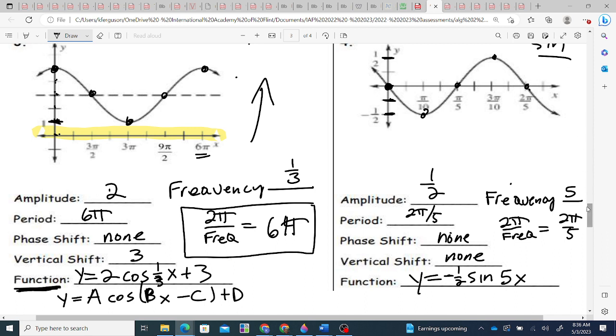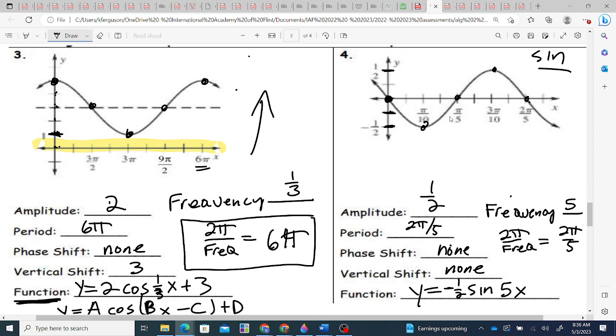So now I look at this one. So this one right here is a sine graph, but it's upside down. Because it's upside down or flipped or reversed, it's a reflection. So we got a negative in front of our stuff.